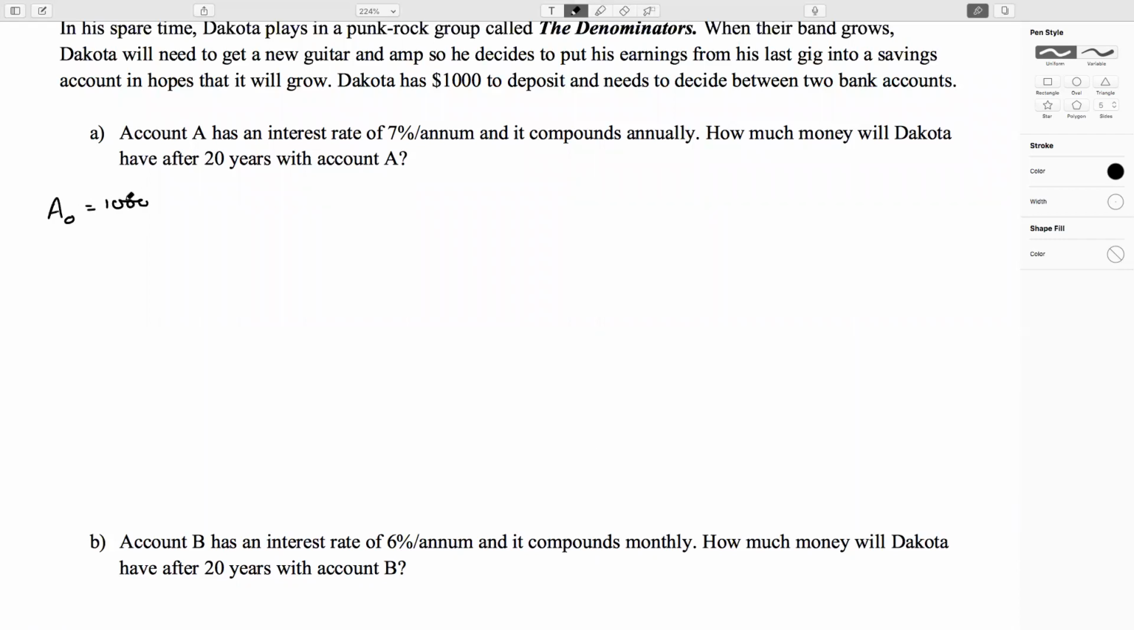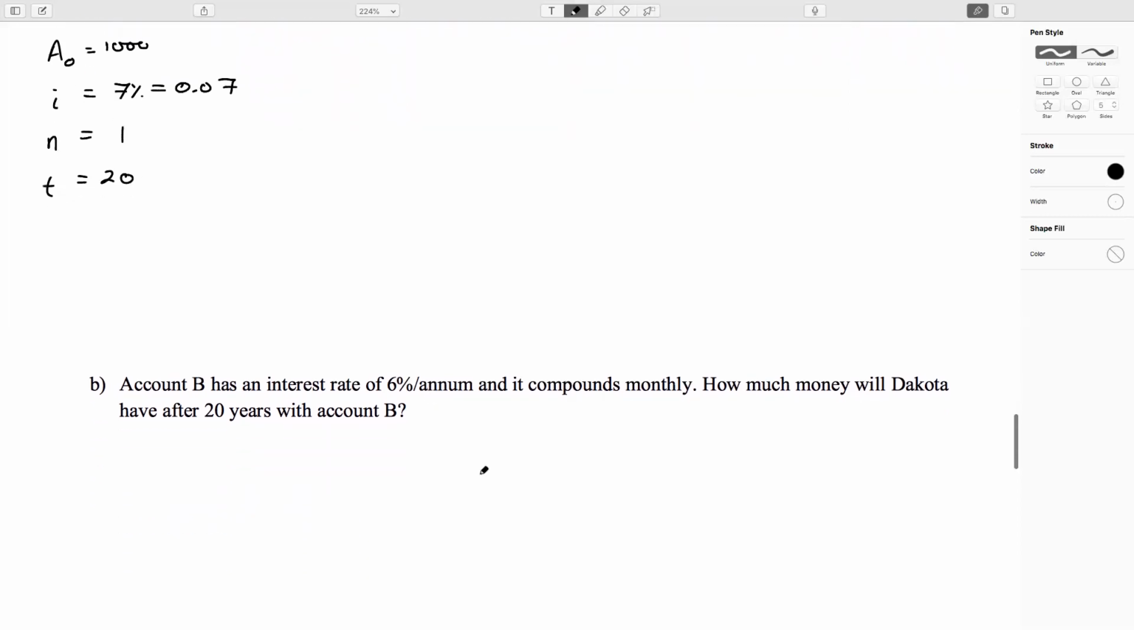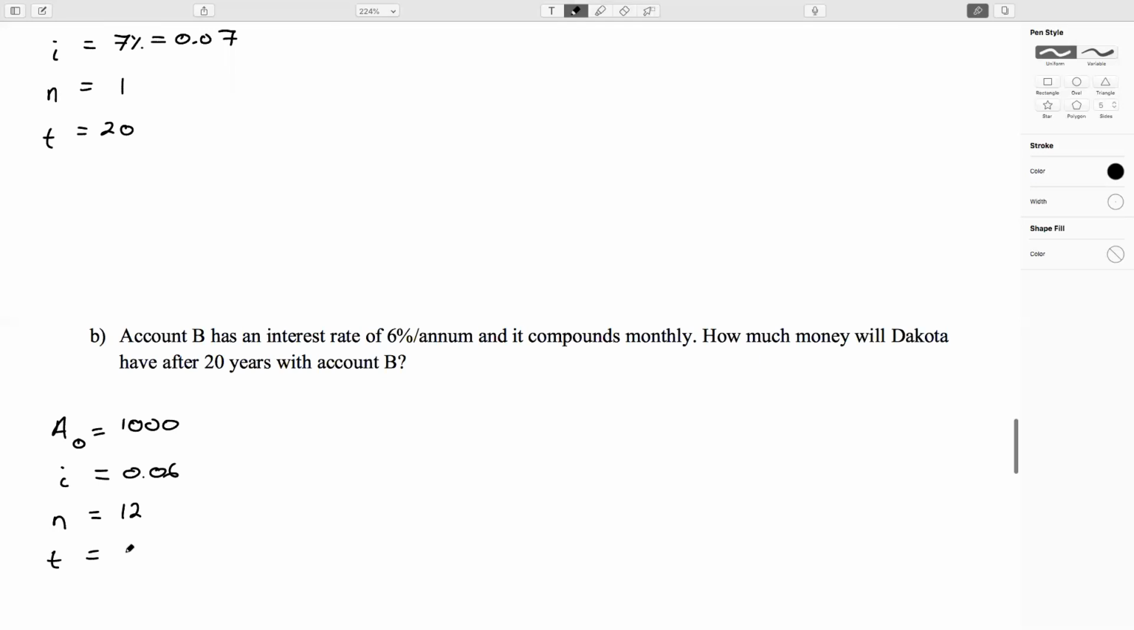In this scenario, A naught is 1,000. That's how much money he's investing. The interest rate I is 7%, which is 0.07. It compounds annually, so N is one compounding period per year, and T is going to be 20 years. In the other scenario, A naught is still 1,000. The interest rate I is 0.06, not 0.07. N is different though. It's compounding monthly, so N is 12, but the term T is still 20 years.